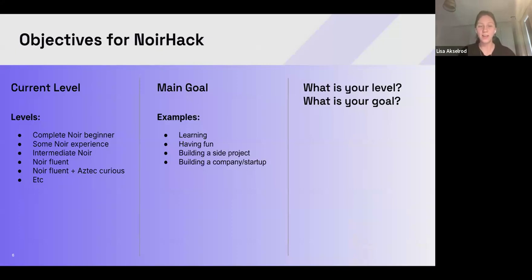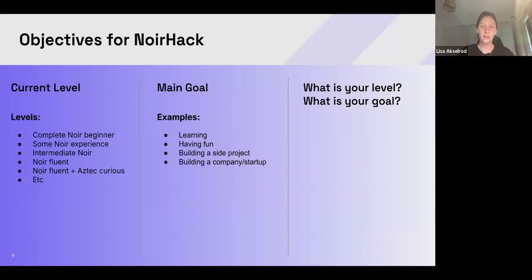The first one, current level. The second one, main goal. Meaning that to understand where we want to arrive, what we want to achieve with the hackathon, we need first to understand where we are today and what we have today. We've briefly discussed tools at our disposal, the Noir and the libraries. Now let's think about ourselves and where we are.